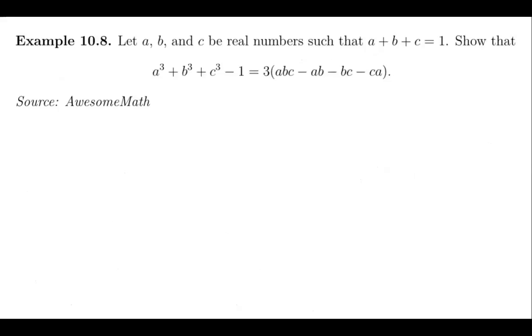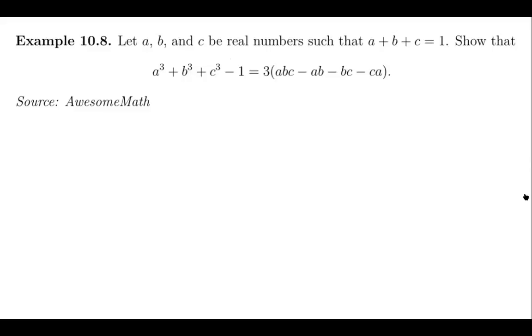Okay, now let's take a look at this problem. So a, b, and c are real numbers such that a plus b plus c equals 1. And we're trying to show that a cubed plus b cubed plus c cubed minus 1 equals 3 times this quantity here. With this problem, where we're trying to show that a statement is true, we want to start with something that we know is true and try to make it look like the one that we're trying to prove.